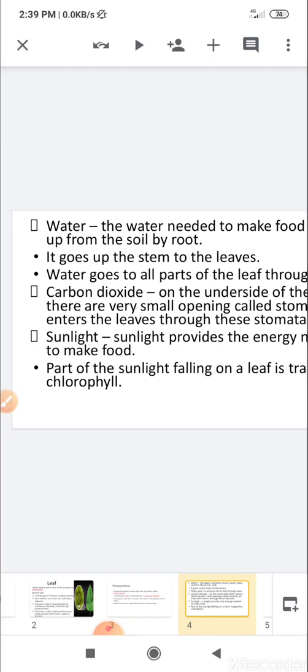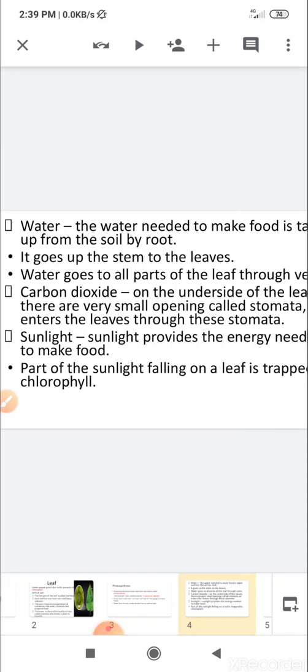So sunlight is very important for photosynthesis, because the name itself shows it: photo means light, and synthesis is the process by which plants make their food. So this process always occurs in the presence of sunlight. If there is no sunlight, then the process of photosynthesis will not occur.